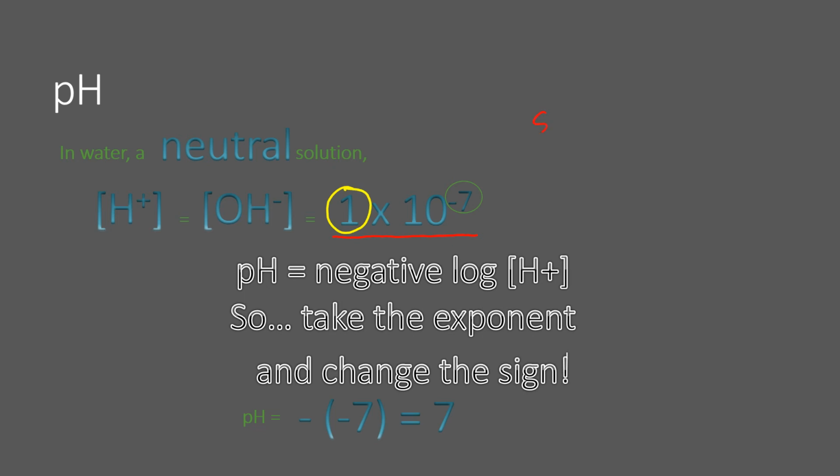Let's write that down. Shortcut equals coefficient of 1. Only then will you be able to look at your exponent and make it positive in order to get your pH.